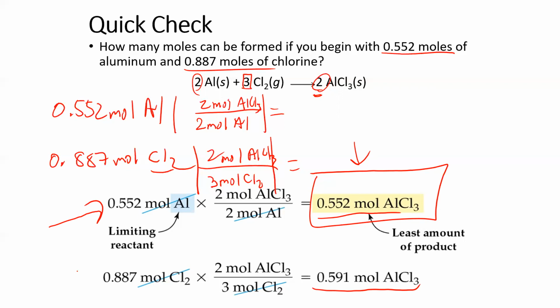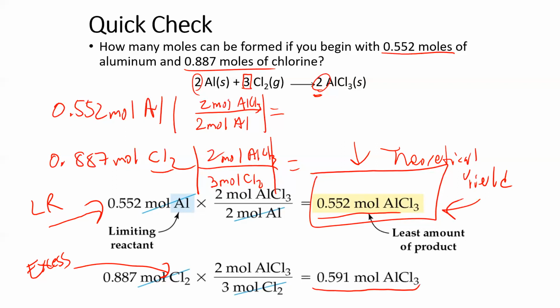And actually what I could write is the chlorine is an excess reactant, because a lot of times the problems say which one's excess, which one's limiting. So your excess reactant is chlorine, your limiting reactant is aluminum, and your theoretical yield is 0.552 moles of aluminum chloride. So just like regular stoich, a lot of times you go from moles to moles, but sometimes you'll go from grams all the way to grams. So it's the same thing. We do a double stoich.